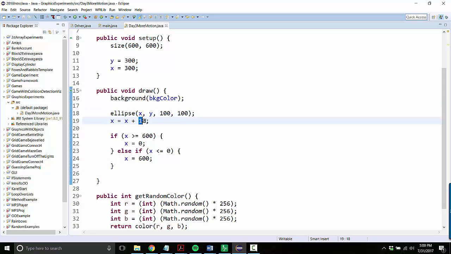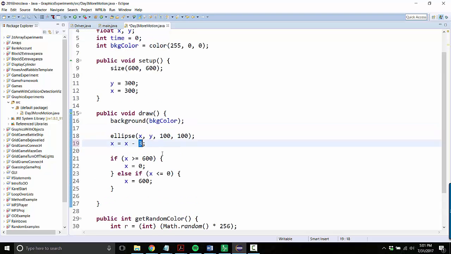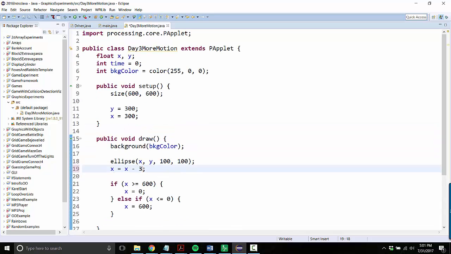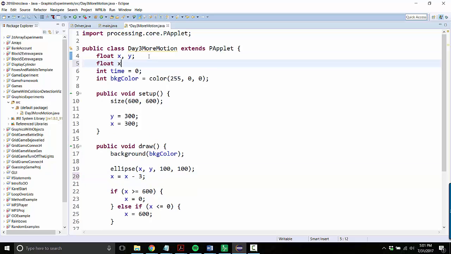So we know that if this were 1, it would be moving slower. We know if it was -3, it would be moving to the left instead of the right. So one way of thinking about the meaning of this number is this is actually the x speed, because it's the amount the x position is changing by over time, which is the definition of speed. So instead of making this a number, we can make it a variable, so that that way speed can also change. So I'm going to make a new variable up here called x speed.